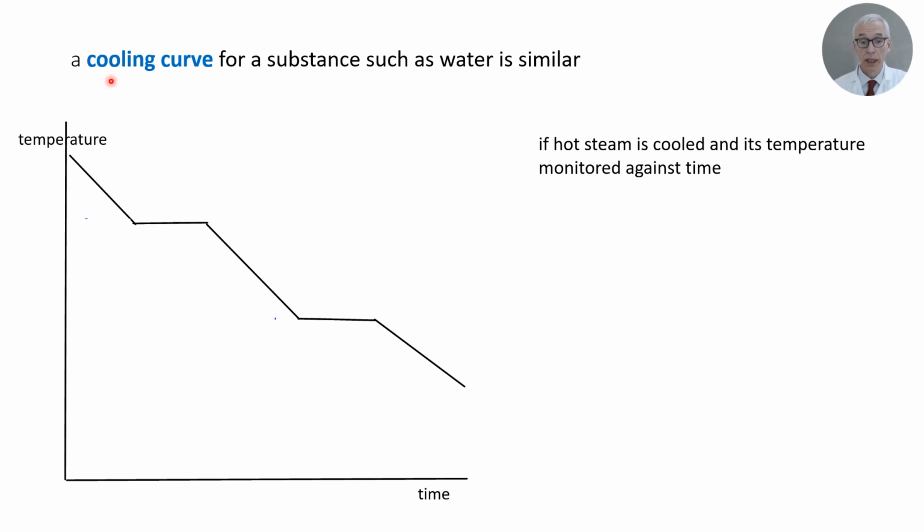So here is a cooling curve for a substance such as water. Hot steam is cooled and its temperature monitored against time. Pause the lesson and interpret this plot in the same way as I interpreted the heating curve on the previous slide. Take your time, put in as much detail as you can. Come back to check against mine when you are ready.